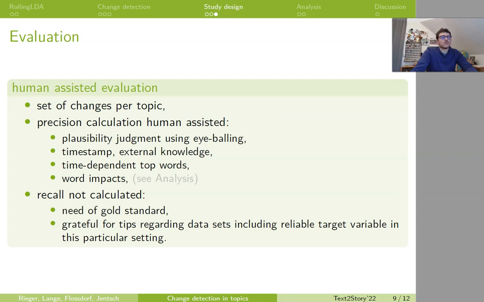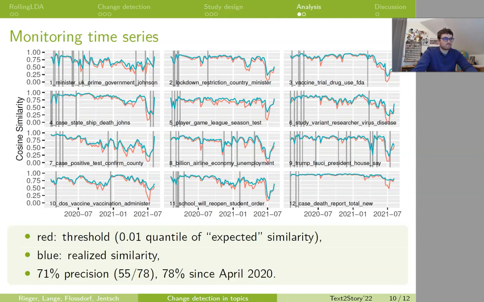Unfortunately, we did not find a cheap way to determine a reliable recall value on this dataset, so we postponed this to further research. But of course, we would be happy if someone is able to share a dataset with reliable target variables with us, in particular for this special setting.